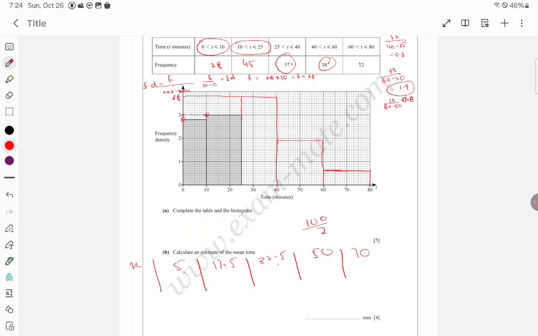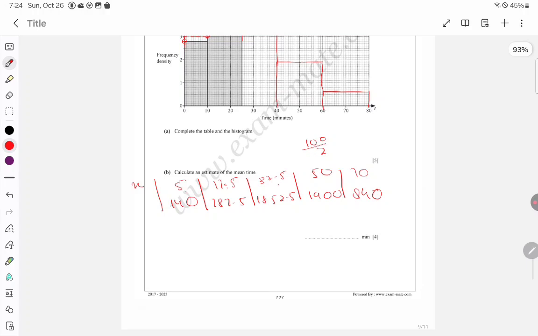28 into 5 is 140. 17.5 into 45 is 787.5. Then 1852.5, then 1900, and when we multiply 70 with 12, 70 into 12, we get 840. Now for the mean, add all values.